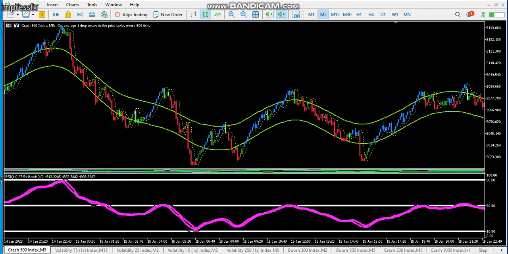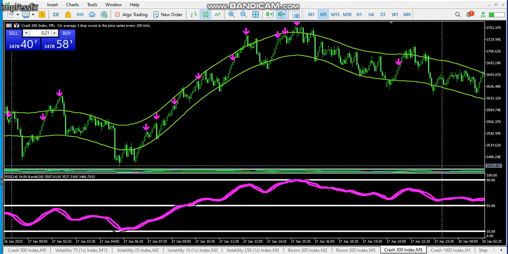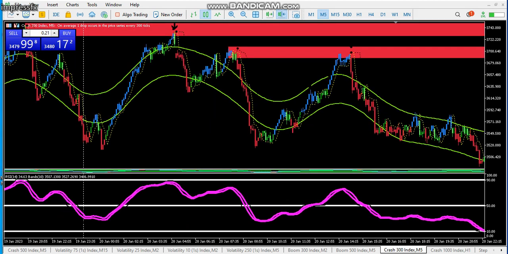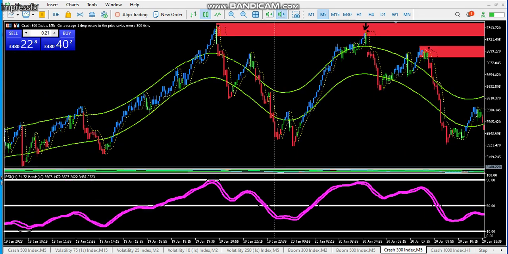For crash 500, crash 300, let me get that for you. So this is crash 300. You can see how the market is moving sharp. So crash 300 is very effective in this market.